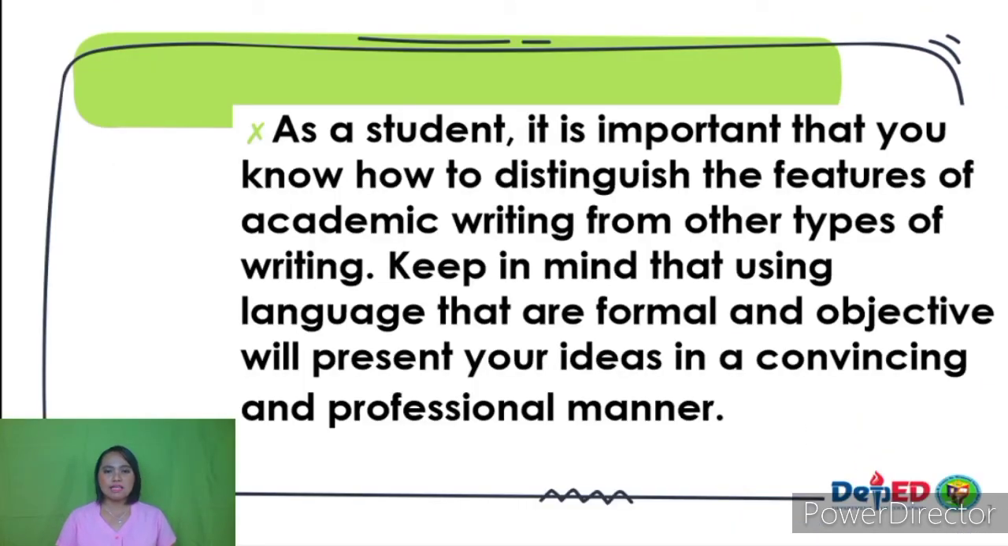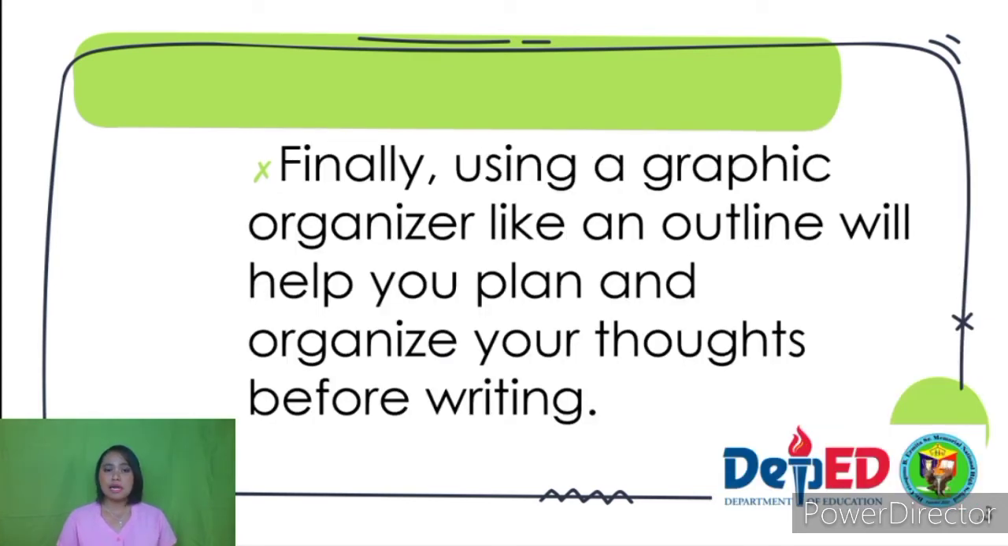As a student, it is important that you know how to distinguish the features of academic writing from other types of writing. Keep in mind that using language that is formal and objective will present your ideas in a convincing and professional manner. Finally, using a graphic organizer like an outline will help you plan and organize your thoughts before your writing.